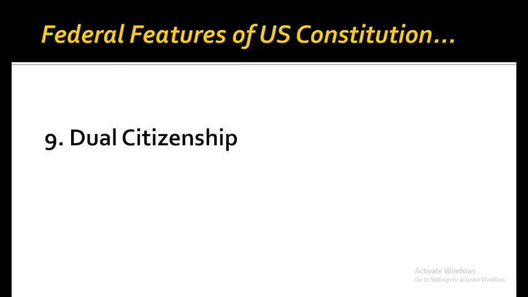Dual citizenship. In India, we have single citizenship. Wherever you are, you are a citizen of India. But in the United States, they have dual citizenship, meaning one citizenship is meant for the whole of the country, that is United States citizenship, and another one is for the particular state to which a citizen belongs.